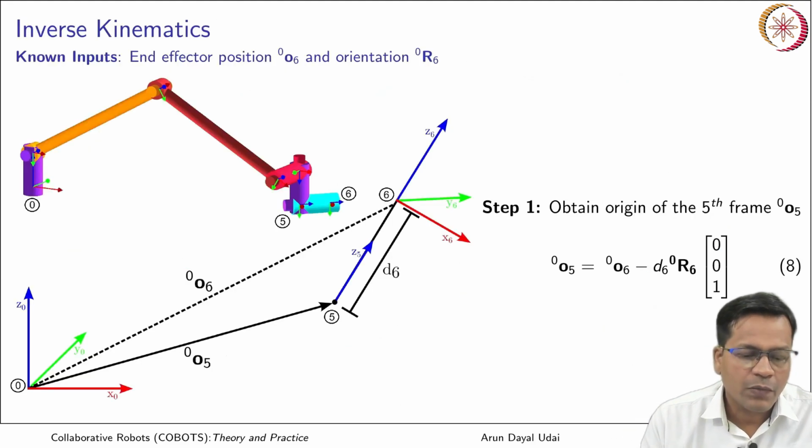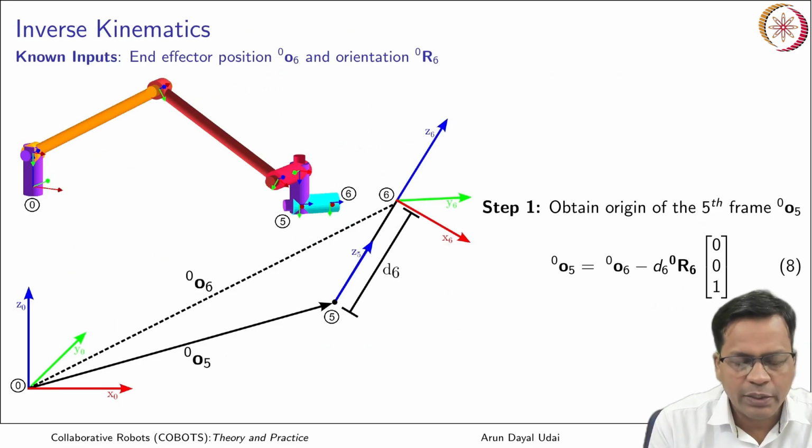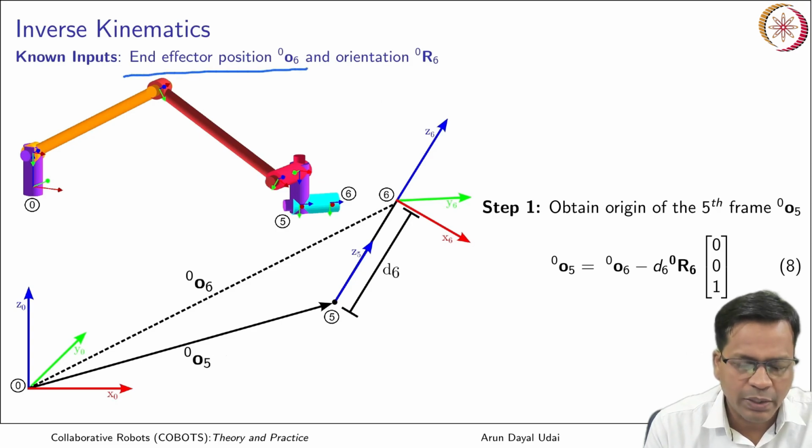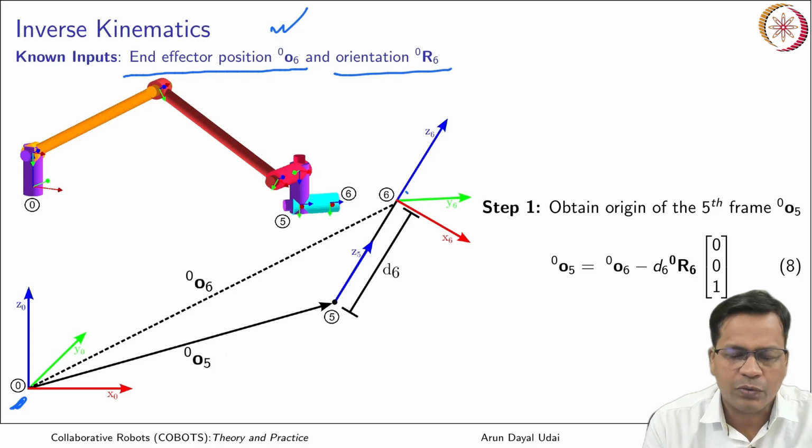So now the inverse kinematic problem of this robot: what is actually given here is the end effector position, that is 0 to 6. Okay. So from 0 to 6 that position is known, and the orientation of the end effector is also known.